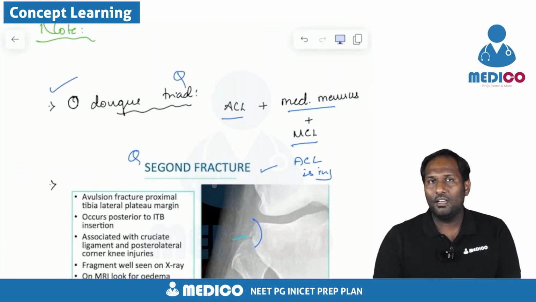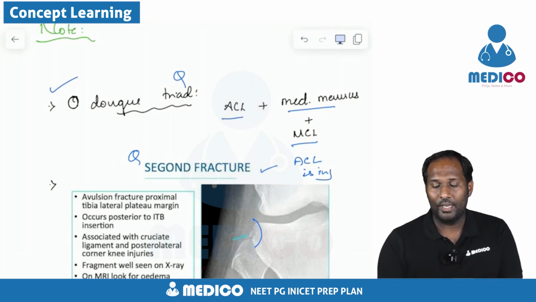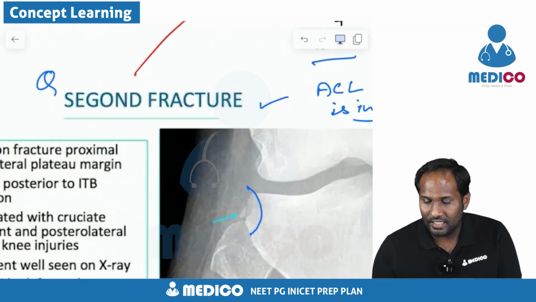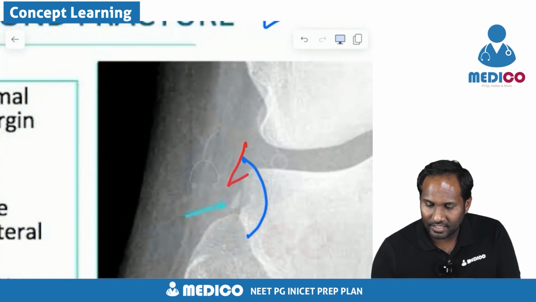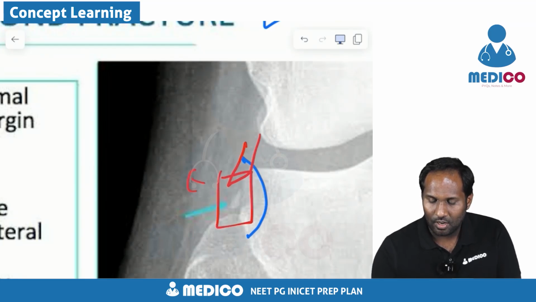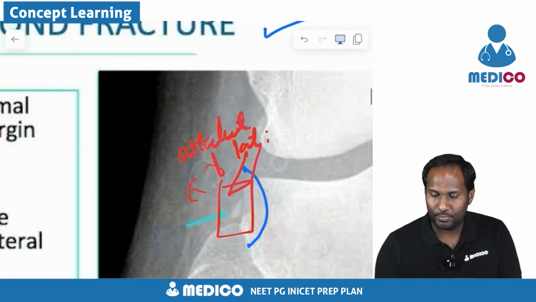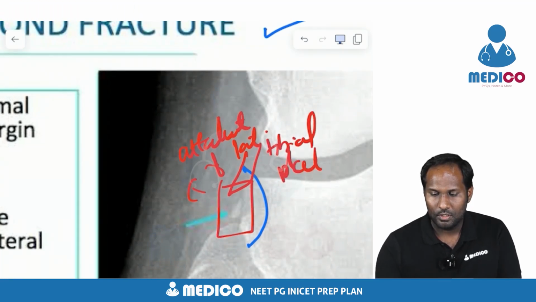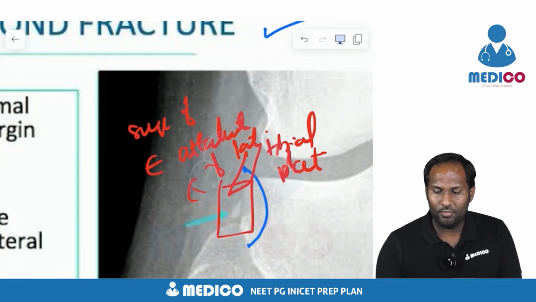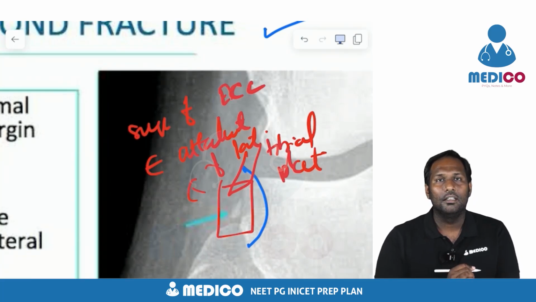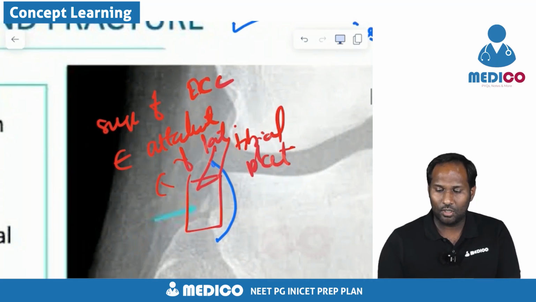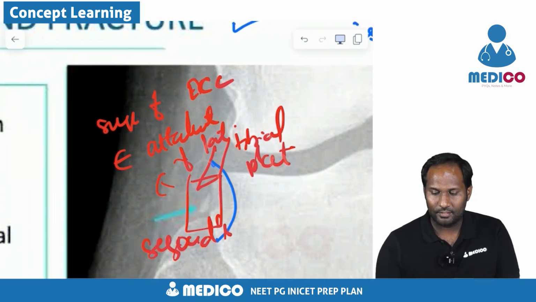One important triad associated with ACL is O'Donoghue's triad. When the ACL is injured along with the medial meniscus and the MCL, it's called O'Donoghue's triad. The other important named fracture is the Segond fracture. Whenever in the X-ray you see a fracture at the attachment site or the lateral tibial plateau, this is highly suggestive of an anterior cruciate ligament injury. This is called Segond's fracture.